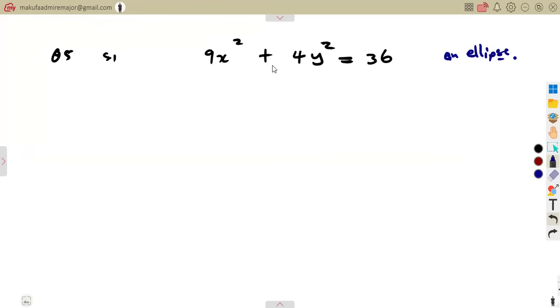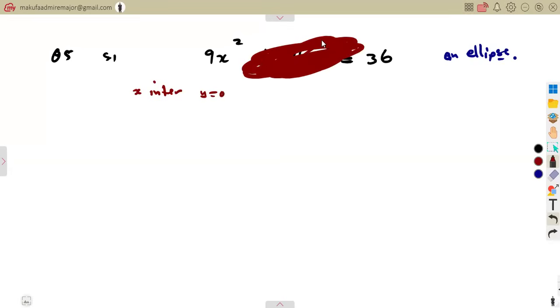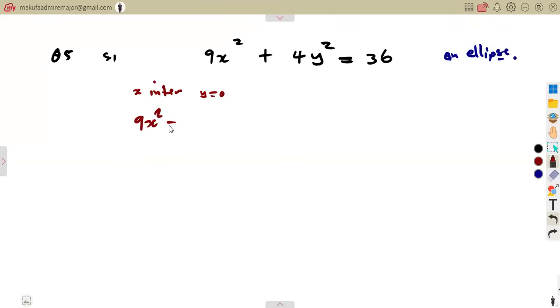All right. With this concept, we need the intercepts. The intercepts are not going to change whether you are working with a circle or an ellipse. The concept is not going to change for the x-intercept. Remember your condition: y must be equal to 0. So if y is equal to 0, we do not have this part. We just have 9x squared equal to 36. So let's solve for x.